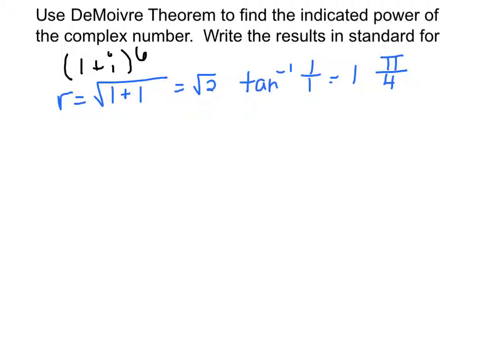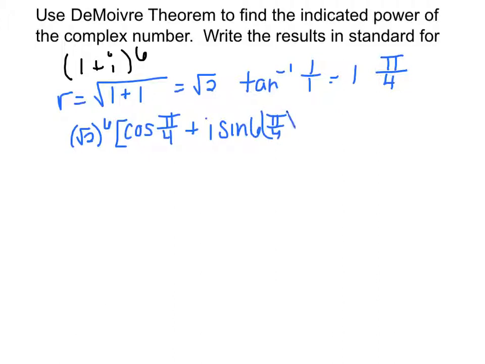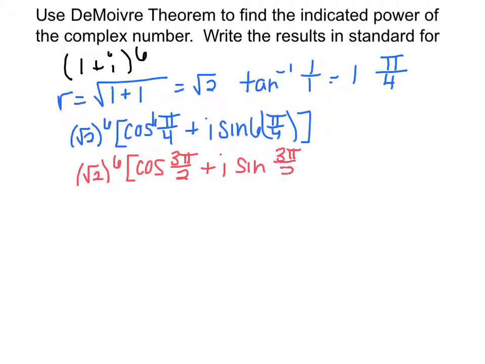All right, so we're going to set this up. We have rad 2 raised to the 6th power times the cosine of 6 times pi fourths plus i sine of 6 times pi fourths. And I forgot the 6 over here, so I'll add it in now. When I simplify this down, I get rad 2 to the 6th power times the cosine of 3 pi halves plus i sine of 3 pi halves.